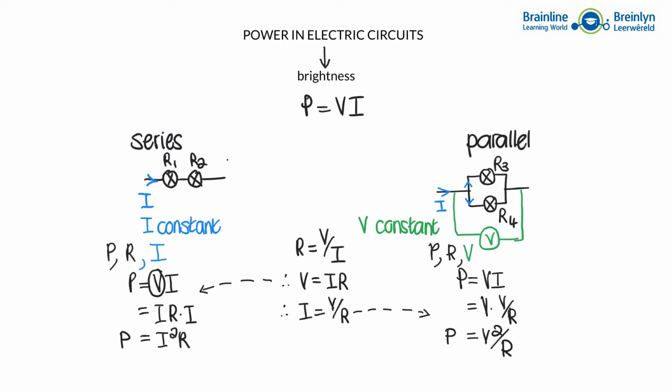So for the series circuit, we will work with P is I squared R because I is constant. And for the parallel circuit, we will work with P is V squared over R because V is constant.